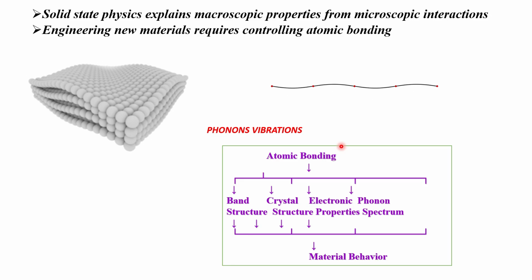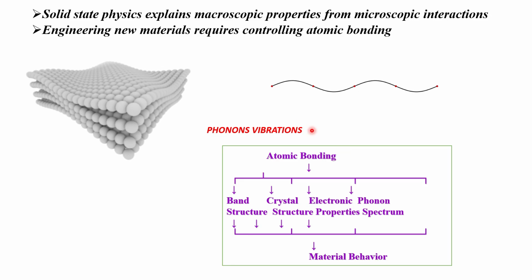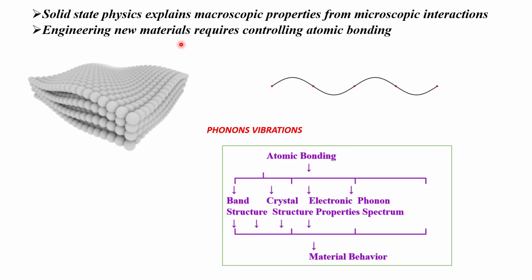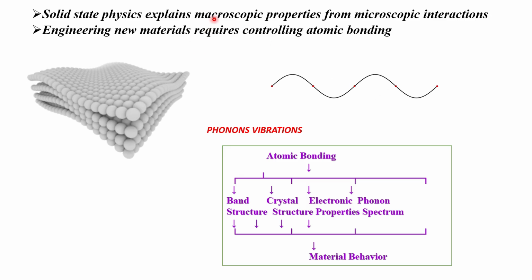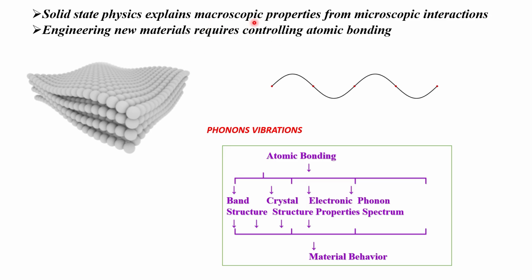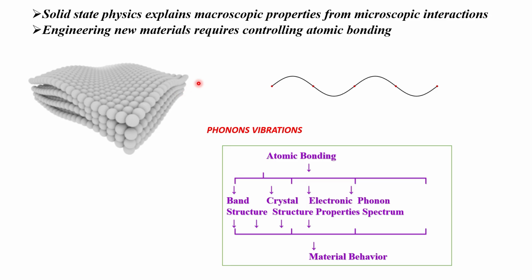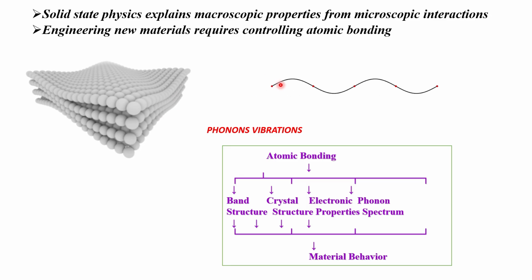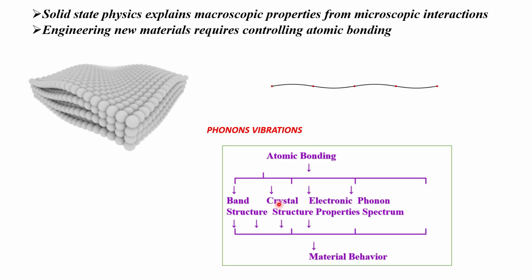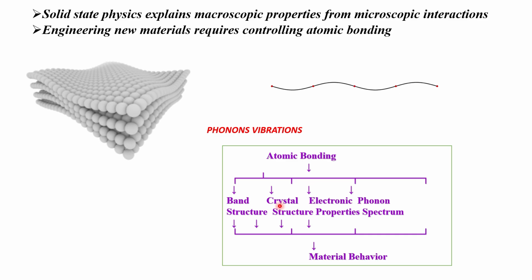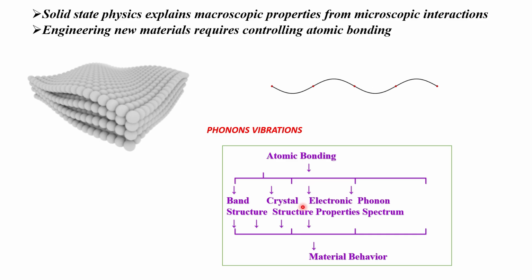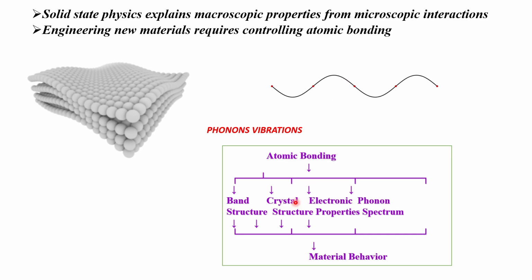This slide shows the logical chain of solid state physics. Everything starts with atomic bonding. Bonding defines how atoms arrange themselves, forming a specific crystal structure. The crystal structure determines how atomic orbitals overlap, producing the electronic band structure.